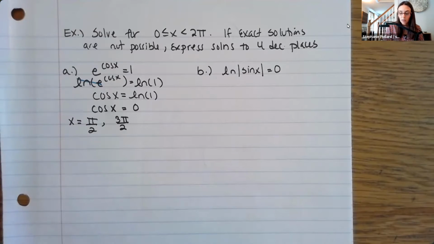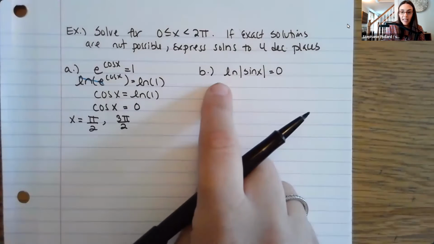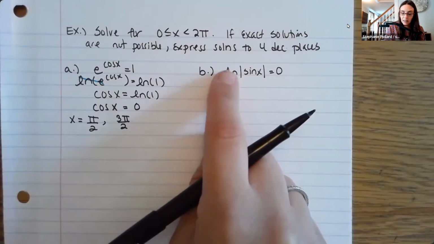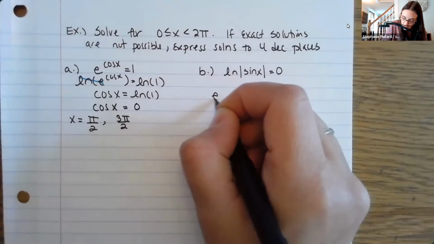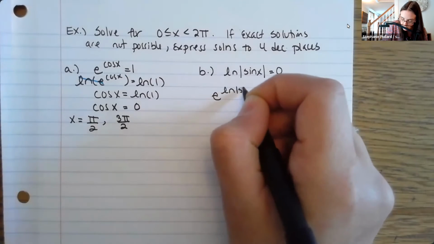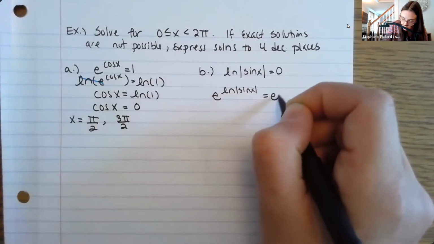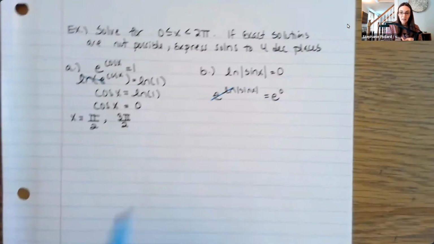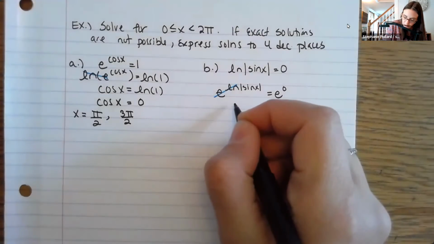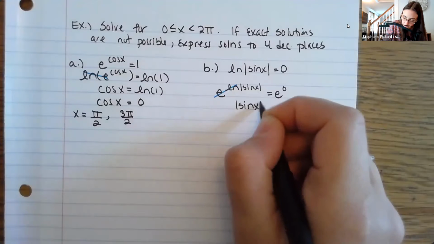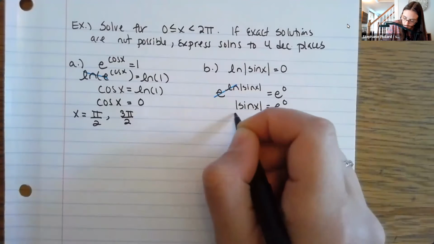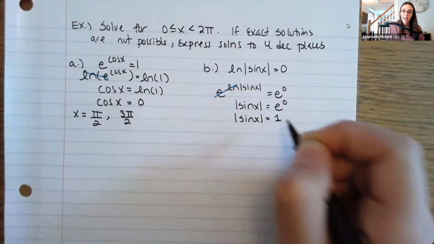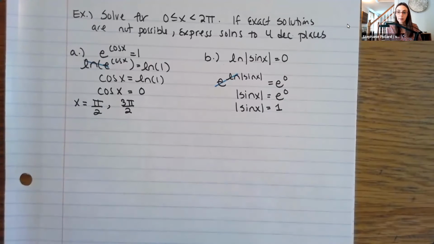Now for the next one, I'm going to do the opposite idea. I'm going to raise each side using a base of e, because that will cancel the e and the natural log out. So I'm going to take the e and raise both sides. And what happens here is, again, e and natural log cancel. So you're left with just the absolute value of sine x equals e to the 0, but e to the 0 is just 1. So you have the absolute value of sine x equals 1.